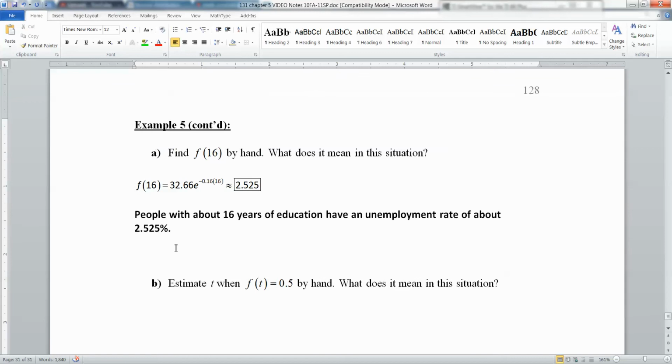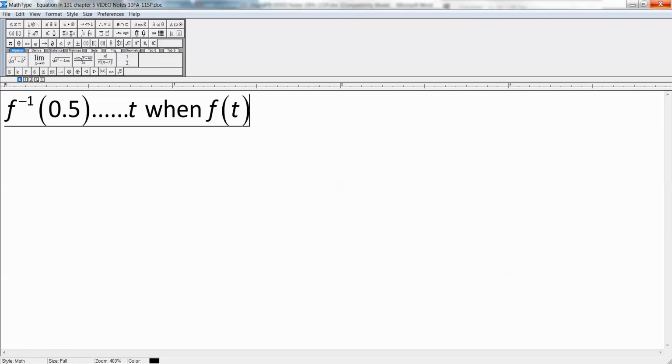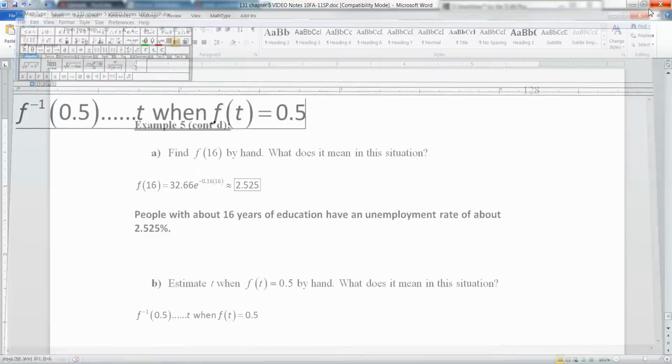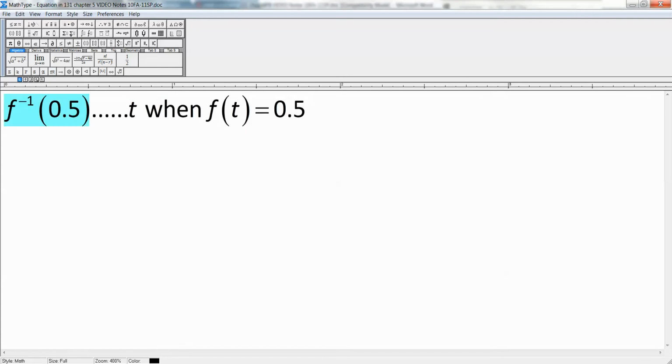Okay, now let's look at letter B. Just on a side note, I didn't have to ask it that way. I could also have asked it this way. It's the exact same thing. If I ask you for the f inverse of 0.5, that means I'm asking you for t when f of t is equal to 0.5. You with me? So I asked it this way, but keep in mind I could have asked it this way.